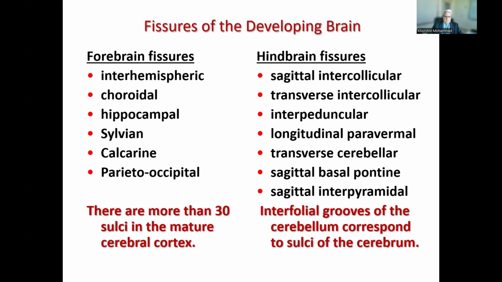So here are the principal fissures of both the hindbrain and the forebrain. We're going to talk mainly about the forebrain fissures today. And there also are more than 30 sulci in the mature cerebral cortex.